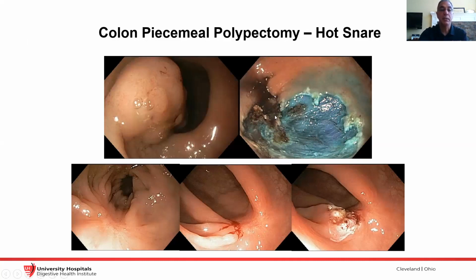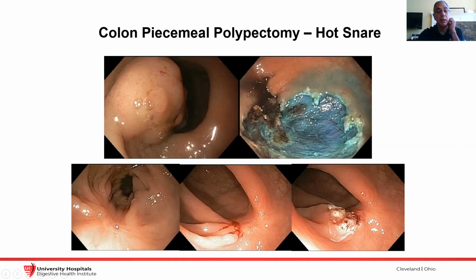This probably was at the base of the polyp, and it was treated with cautery with hot biopsy forceps or the snare tip. I think hot biopsy forceps and avulsion is much more effective than the snare tip, but you can use your judgment on that.